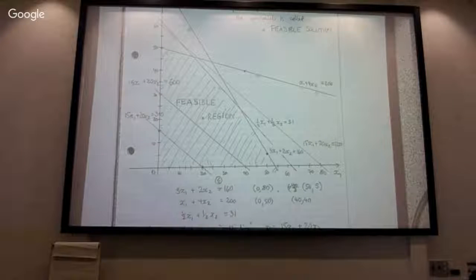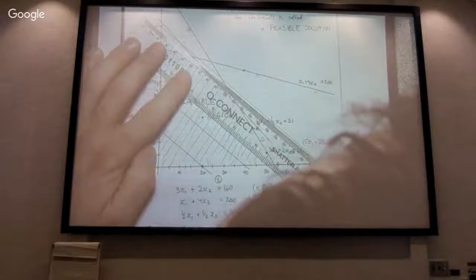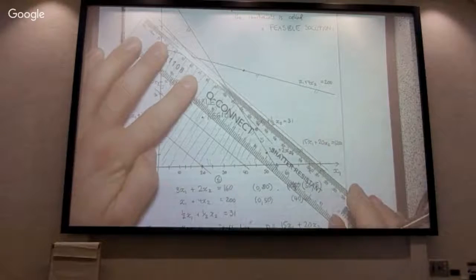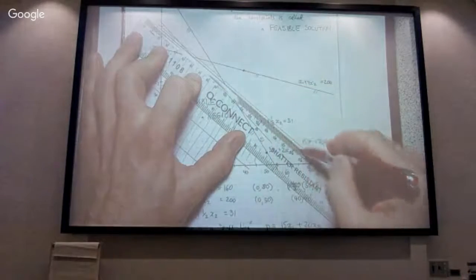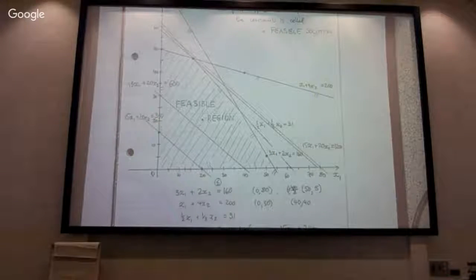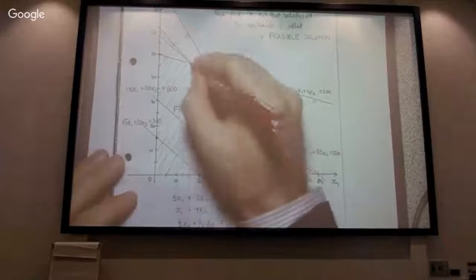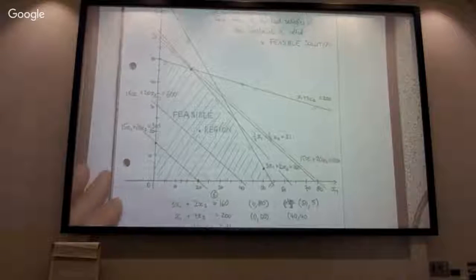Okay, so I can't make a profit of £1,200. But I can draw a line that is parallel to this one, and is the most top-right of all lines parallel to this one that still has some intersection with the feasible region. And this intersection is, in this case, just this one point. I would like to say that this point is an optimal solution to our problem.